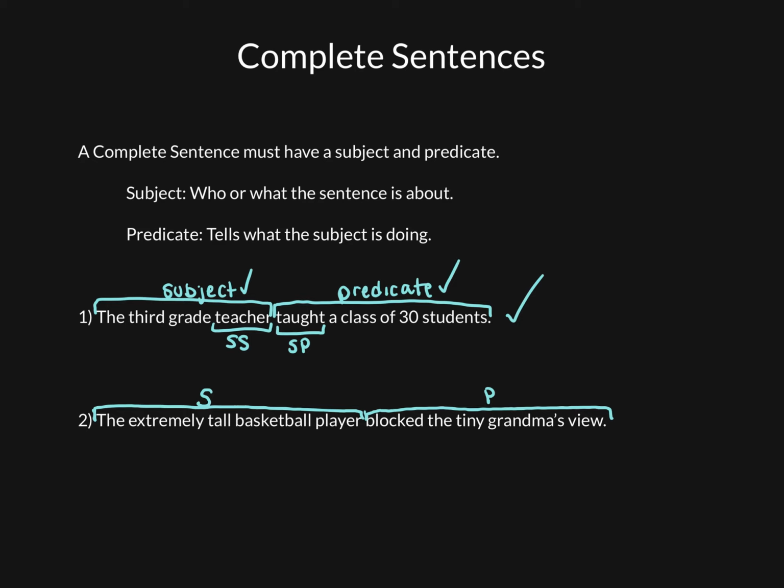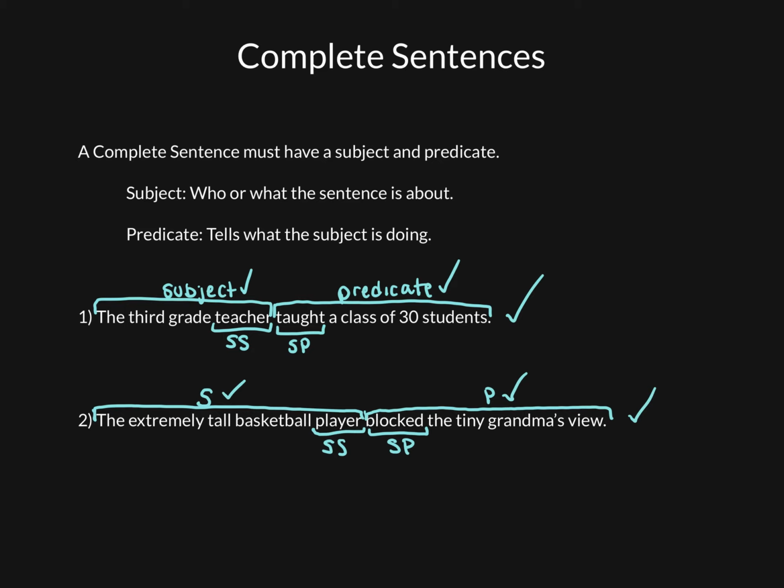Now, again, we want to see what's the simple subject and simple predicate just to simplify this sentence. Well, the extremely tall is just explaining this basketball player, as well as the basketball is just explaining what sport this player actually plays. So player is going to be our simple subject. Now, what did the player do? Well, he blocked the tiny grandma's view. So overall, the player blocked. Therefore, blocked is going to be our simple predicate. So again, whether we're looking at the simple or just the predicate overall, we do have a subject, we do have a predicate, so this would, in fact, be a complete sentence.